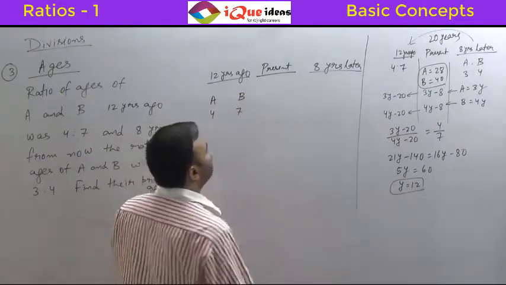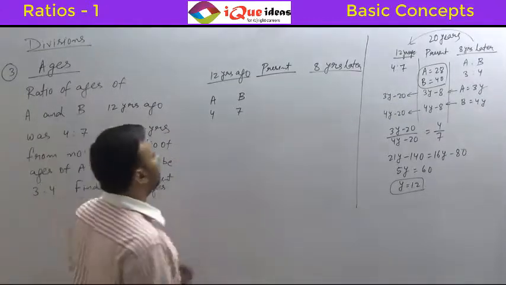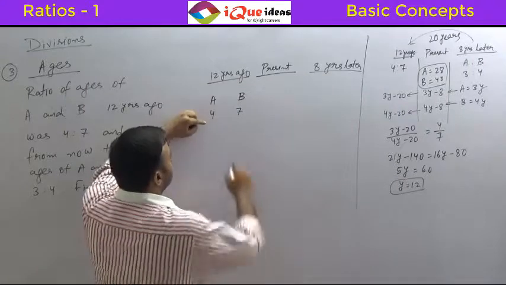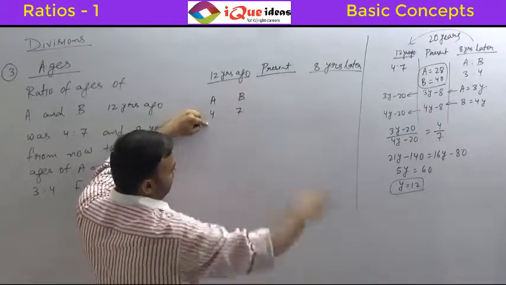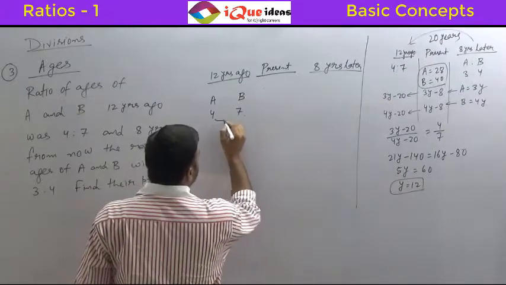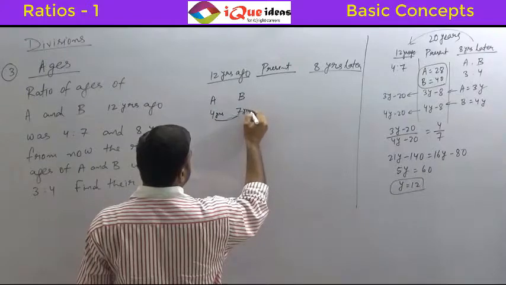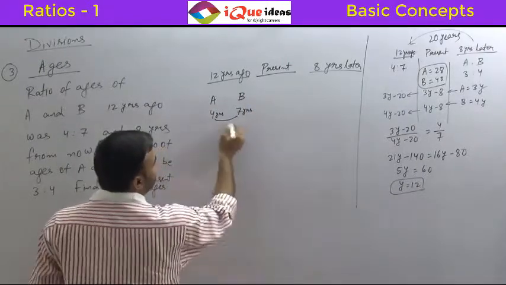What we are doing is we are assuming that these are the ages. So, let's assume that the age of A 12 years ago was 4 years and the age of B was 7 years. Okay. Now, what is the difference between 4 and 7? If I assume this 4 and 7 to be original numbers, here the difference is 3 years.